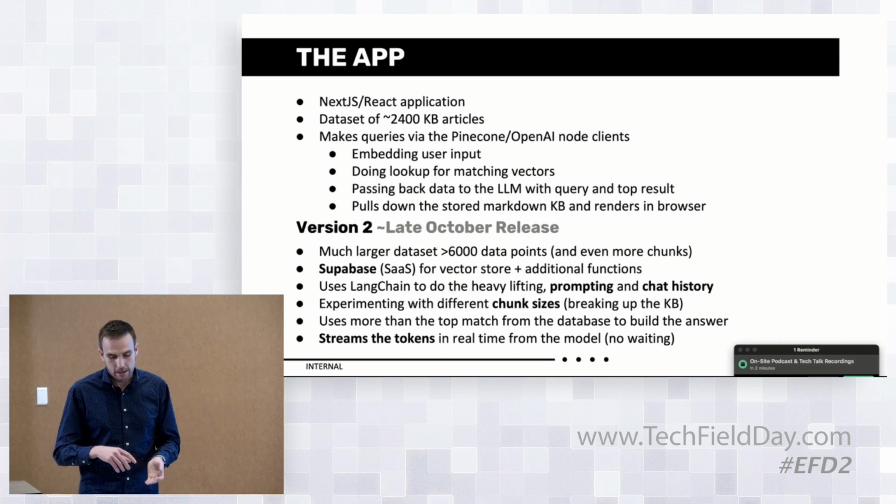Version 2, I've now got a much larger data set. We've moved on from just KB articles. That's around 6,000 data points. We're using a slightly different backend. I just wanted to learn something new. Supabase is a really neat platform for that sort of thing. LangChain has come along. It was already around, but it's really mature now for dealing with these queries. Obviously, in the first version, I'm just making the calls directly to OpenAI and Pinecone. Now there are nice big wrapping libraries that handle all this stuff really well for you. And yeah, shout out to LangChain. It's a fantastic platform. So prompting and chat history is built in.